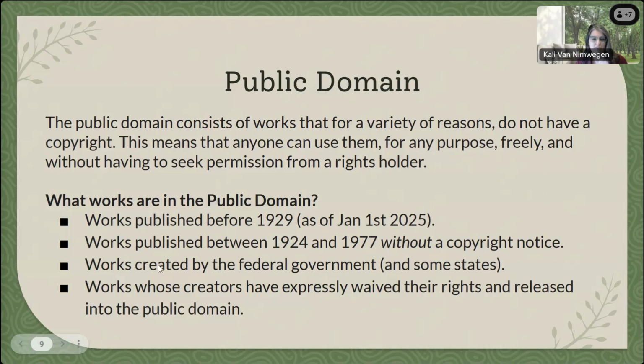And works created by the federal government and some states, but specifically works created by the federal government are in the public domain.